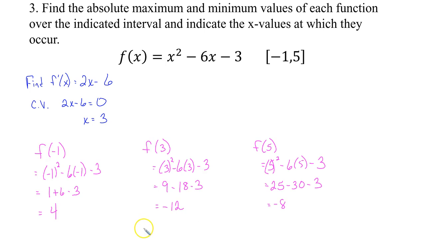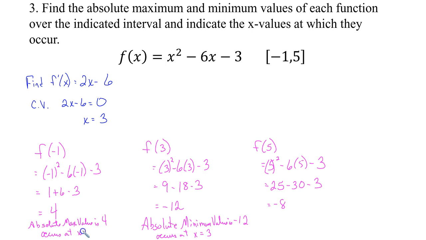So let's write that out so I can write it and not say it. So this is our absolute minimum value, which is -12, and it occurs at x is equal to 3. And now let's see if I can write this one correctly. This is my absolute maximum value, abbreviating here, is 4, and it occurs at x is equal to -1.